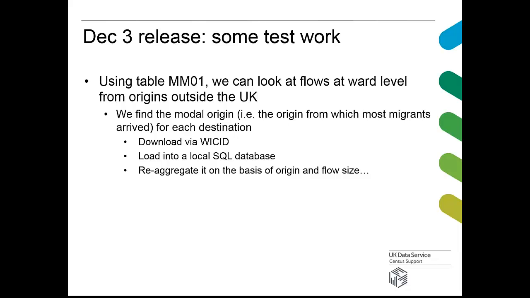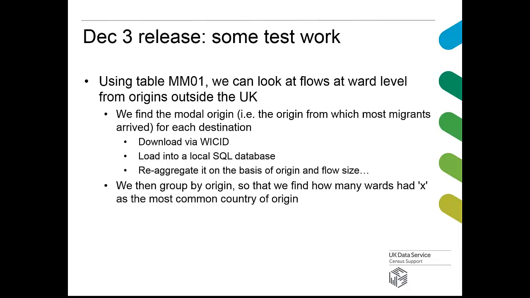Now, using that data that I've just downloaded, we can look at flows at ward level from origins outside the UK. What I was interested in looking at was what I've called the modal origin. It's the origin from which most migrants arrived. I'm only looking here at migrants from outside the UK, not migrants from inside the UK, who are likely to be much larger in number. And I calculated that for each destination.